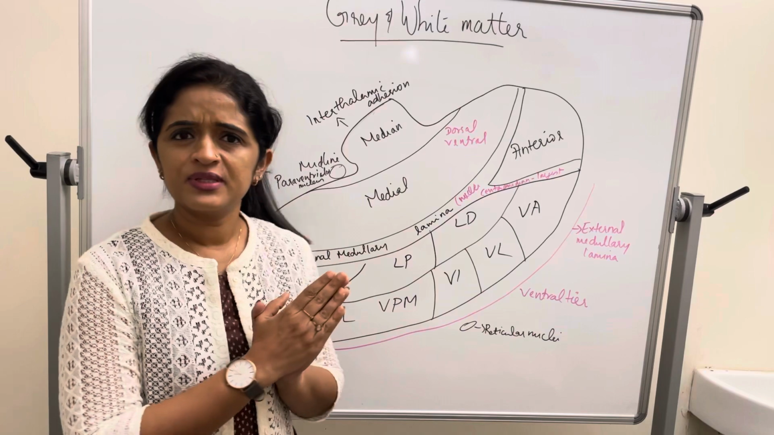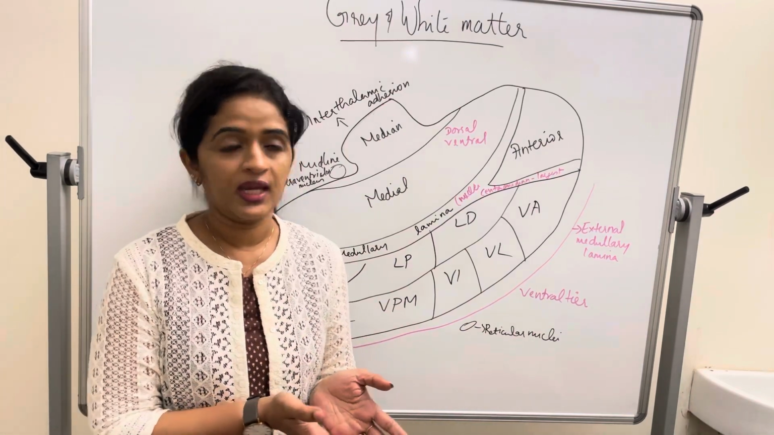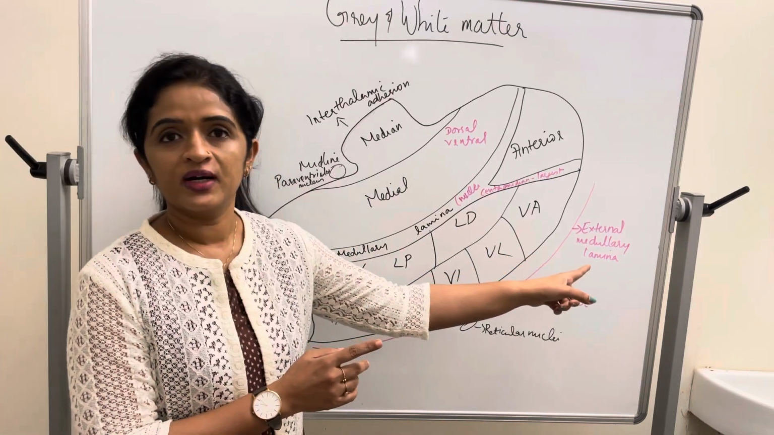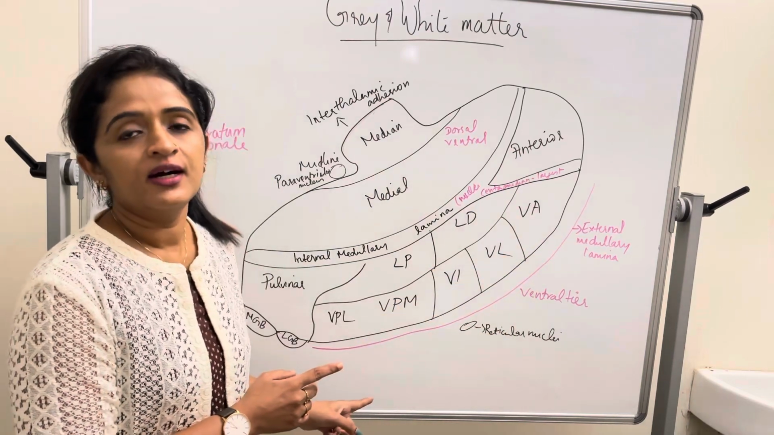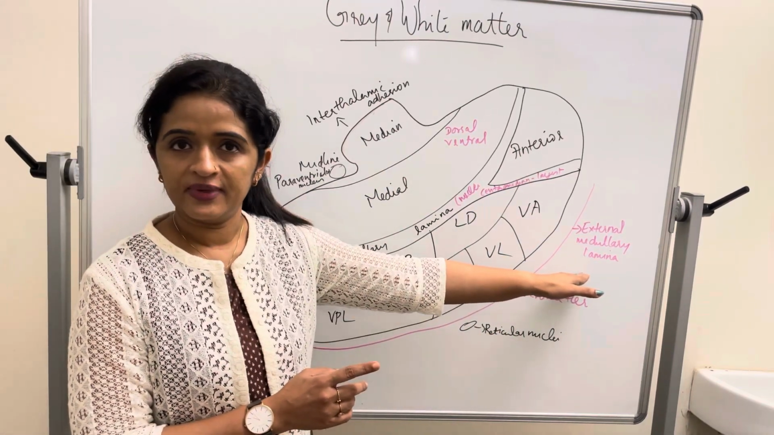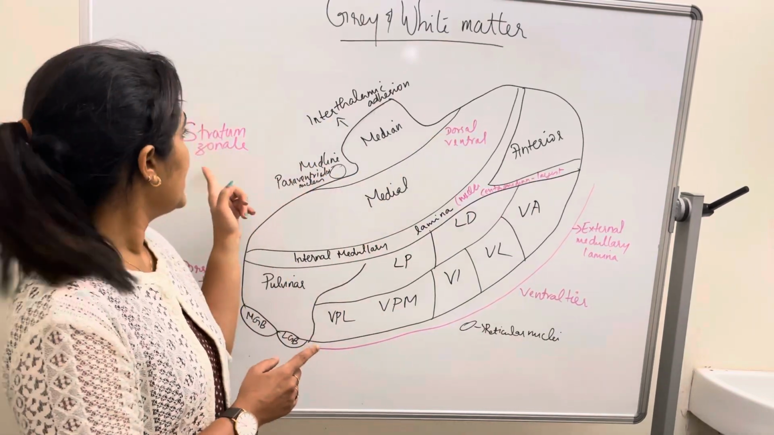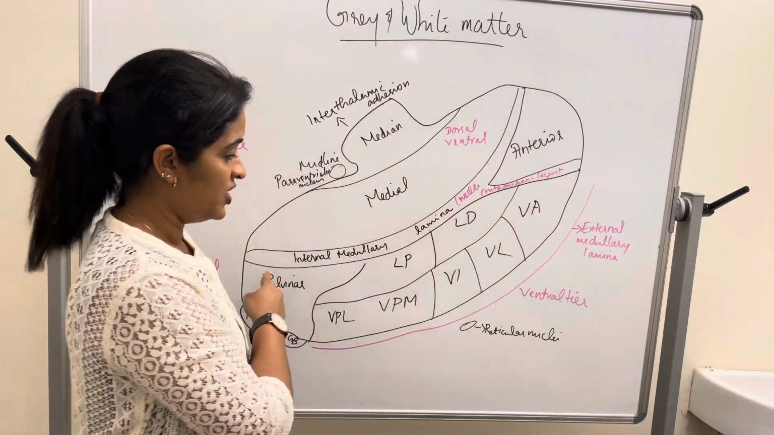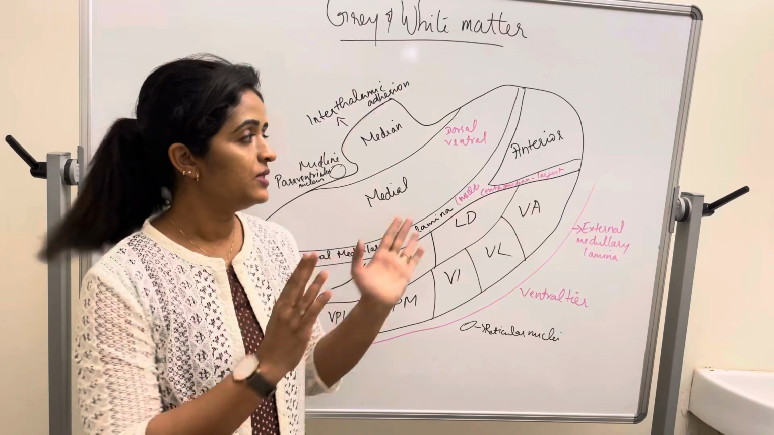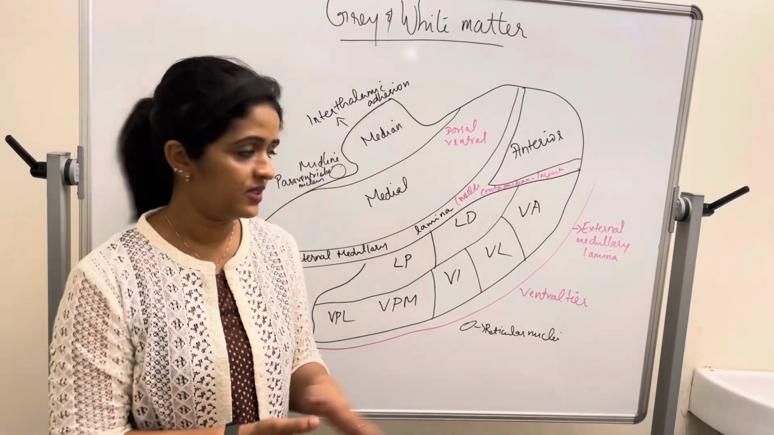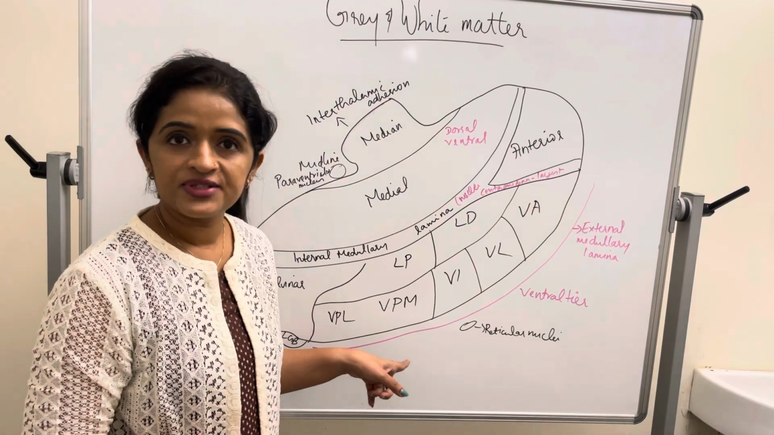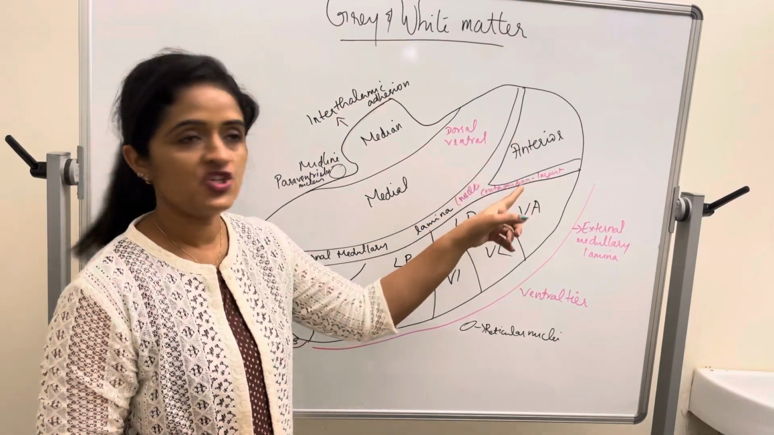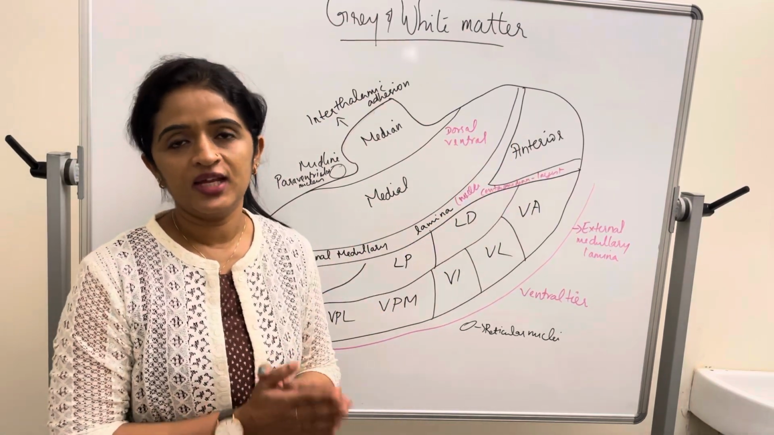When we talk about the thalamus white matter, there is nothing much to say, because the thalamus as such is a group of grey matter. The white matter, we know, on the lateral surface of the thalamus we have the external medullary lamina. Then on the superior surface you have the stratum zonale, and within the thalamus there is a Y-shaped internal medullary lamina. So only these three are considered as the white matter of thalamus.